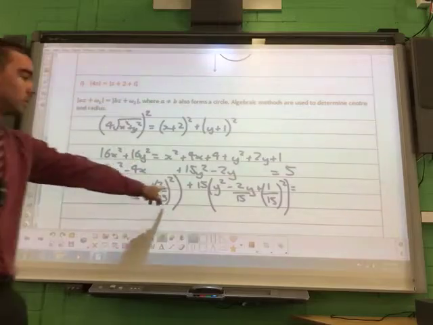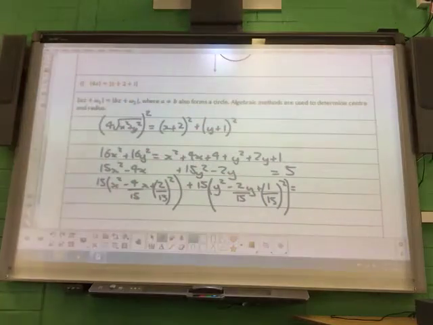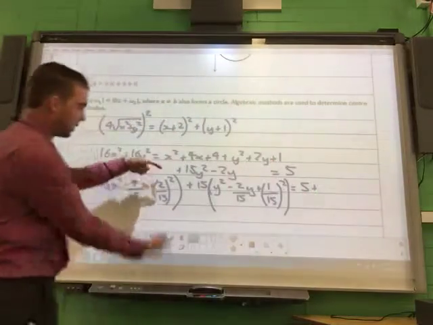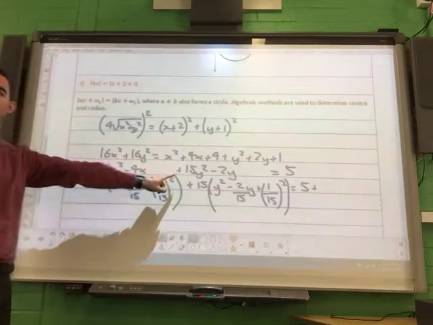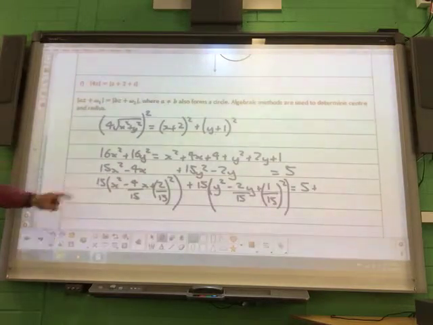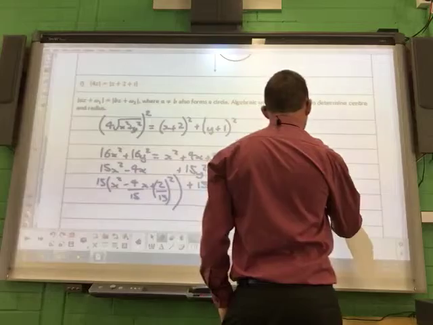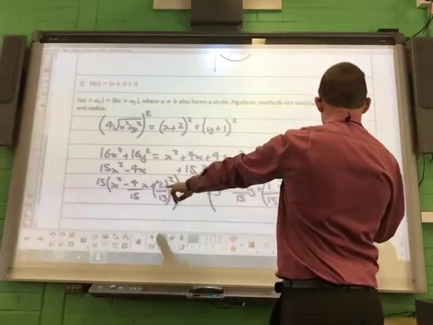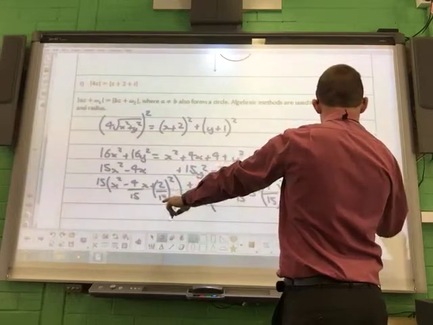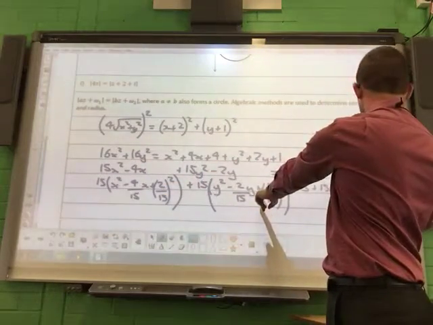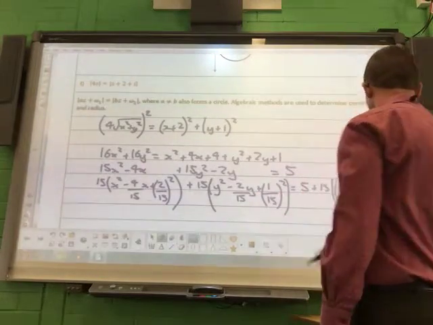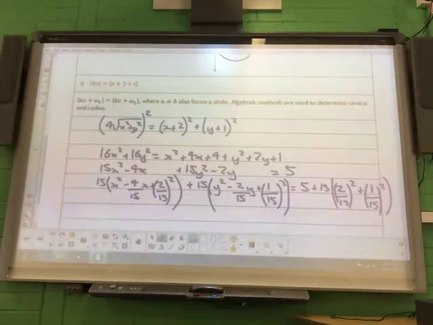So what I've introduced on this side, I must also introduce on the right-hand side. It's going to be 5. So I need to introduce this 2 over 15 squared, but I'm also multiplying that by 15 because I've factored out that 15. So 15 lots of 2 over 15 squared and add our 1 over 15, because they both have a factor of 15 out front.